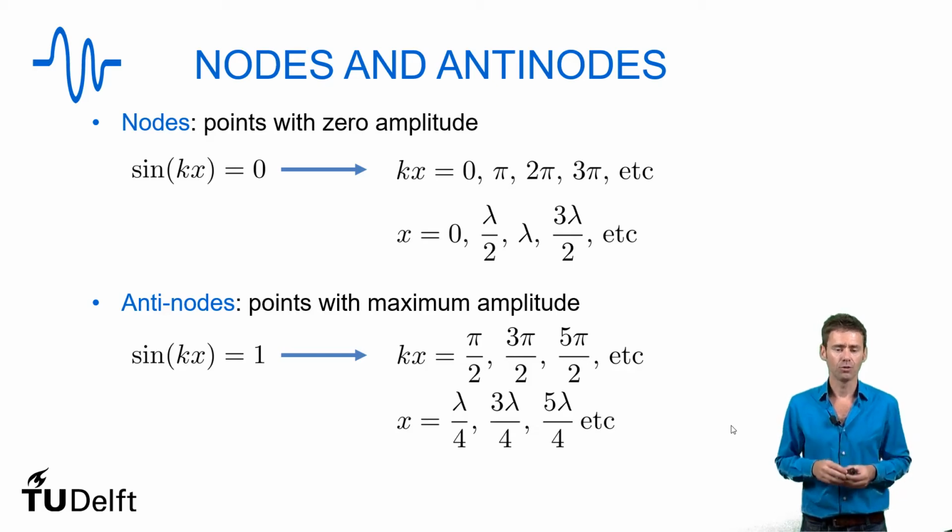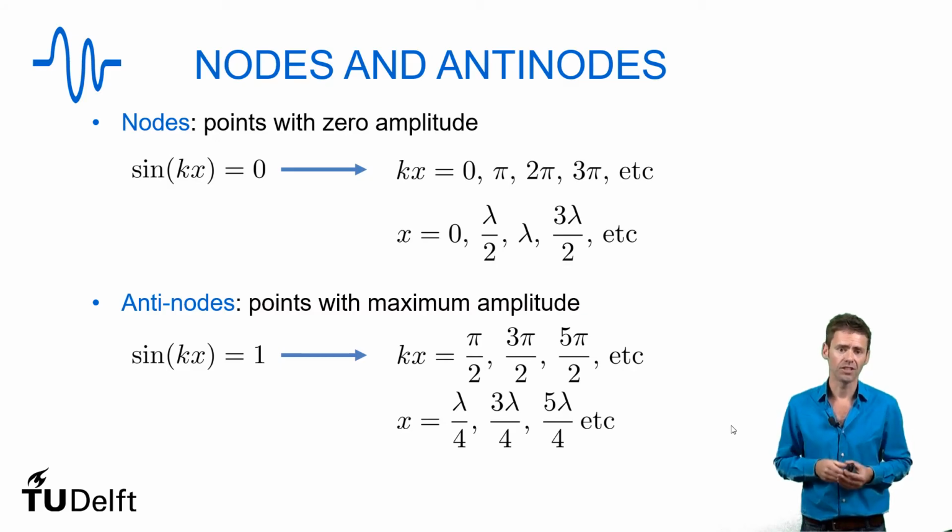Now the nodes are of course given by where the spatial dependence of the wave, sine kx, is equal to 0. There the oscillation amplitude is 0. And we find that when kx is equal to 0, pi, 2 pi, etc. So for our standing wave we find nodes at 0, lambda over 2, lambda, 3 lambda over 2, etc., depending on what lambda is.